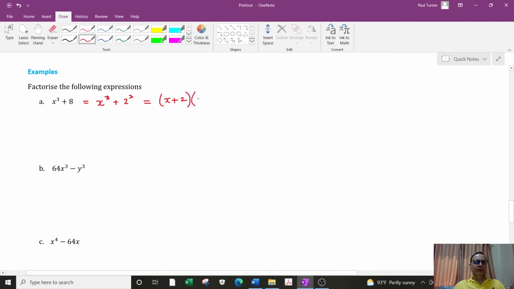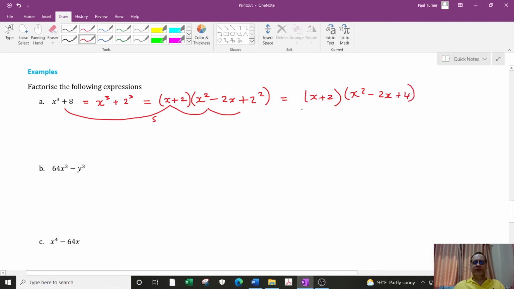Then the second one would be x squared. So we have same sign. And now we go to opposite sign, so then we would have 2x. And then we go to all positive, and that would be b squared, so this will become 2 squared. So you're going to get x plus 2, x squared minus 2x plus 4 as your factors in that question.